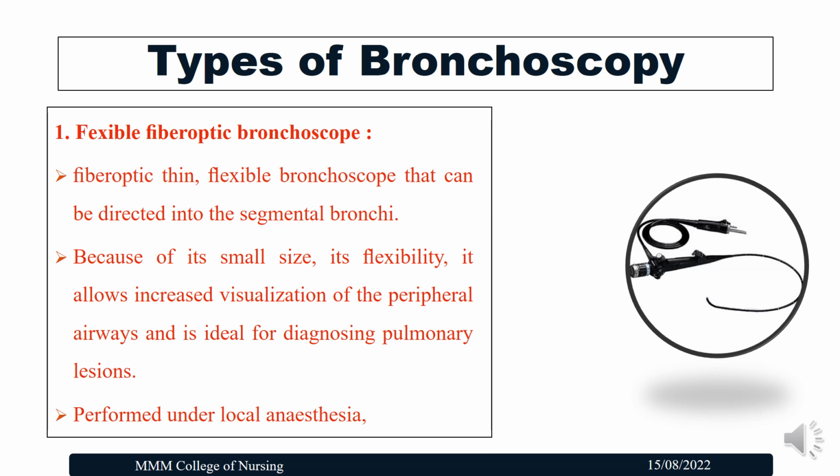Types of bronchoscopy. There are two types of bronchoscope used, as we discussed earlier: flexible fiber optic bronchoscope or a rigid metal bronchoscope. So what is a flexible fiber optic bronchoscope? It is a thin, flexible bronchoscope that can be directed into the segmental bronchi. Because of its small size and flexibility, it allows increased visualization of the peripheral airways and is ideal for diagnosing any pulmonary lesions. Usually, this flexible fiber optic bronchoscope is performed under local anesthesia.